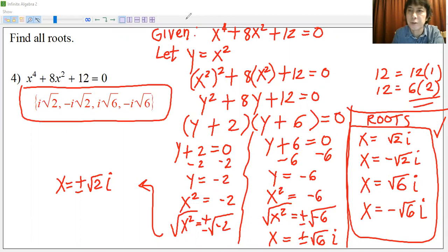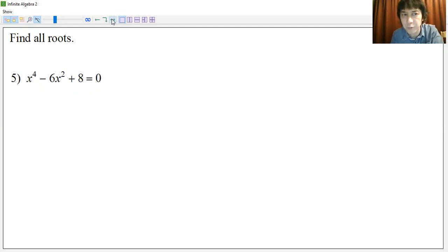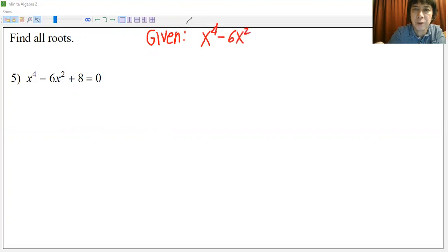Let me clear the screen first. Continue with number 5. Okay, here's number 5 equation. Find all roots of the equation x to the 4th minus 6x squared plus 8 equal to 0. So again, we shall begin with the given x to the 4th minus 6x squared plus 8 is equal to 0.